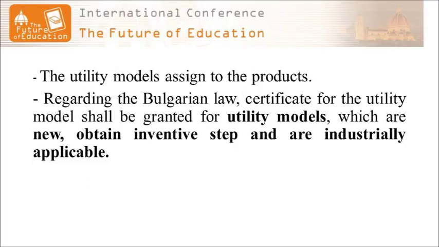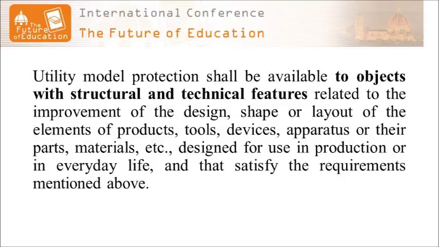Regarding the Bulgarian law, certificate for utility model shall be granted for utility models which are new, obtain an inventive step, and are industrially applicable. Utility model protection shall be available to objects with structural and technical features related to the improvement of the design, shape, or layout of the elements of products, tools, devices, etc., designed for use in production or in everyday life and that satisfy the requirements mentioned above.